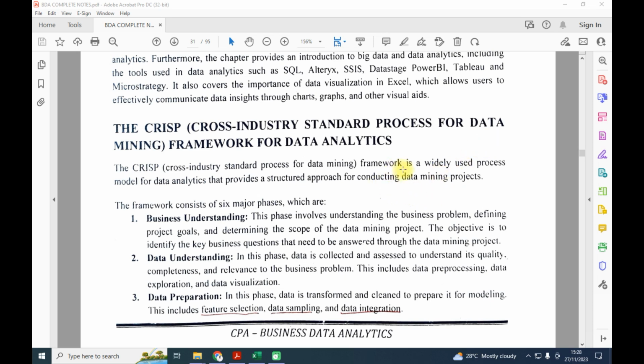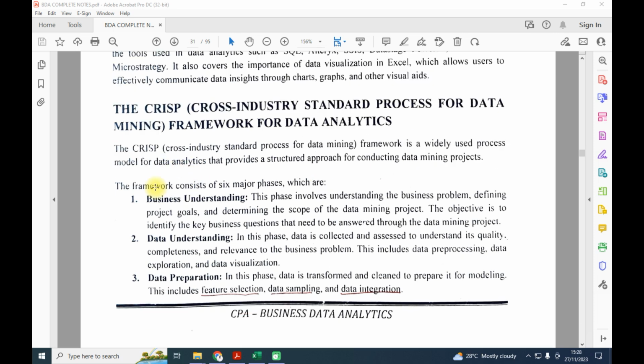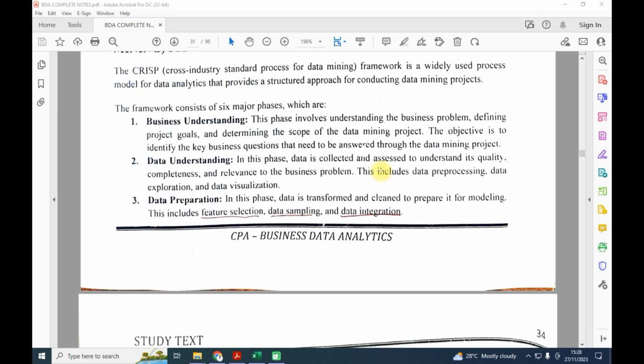So it's a framework. This framework is a widely used process model for data analytics that provides a structured approach for conducting data mining projects. Remember, data mining is the process of acquiring data or extracting meaningful data from big data, from a very wide range of data. Then we shall mine and extract the meaningful insights, patterns and relationships from that data. So the framework consists of 6 major phases.